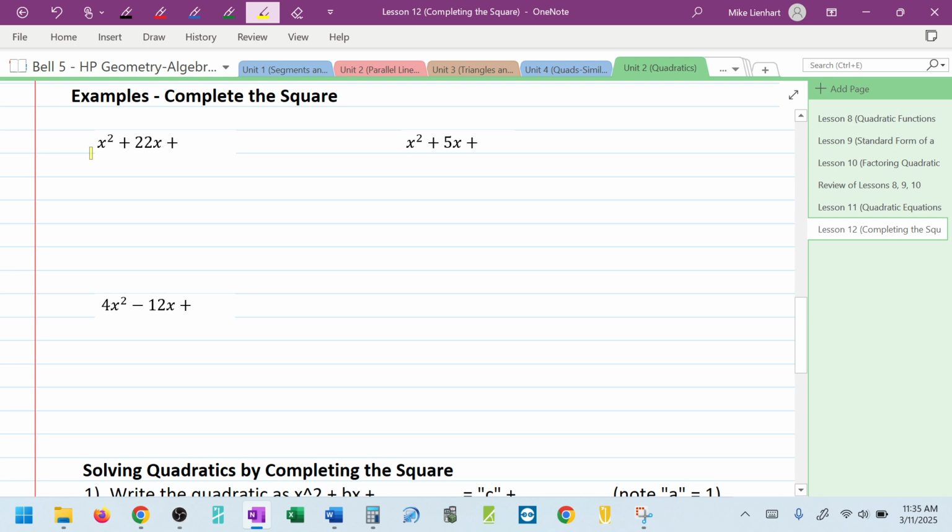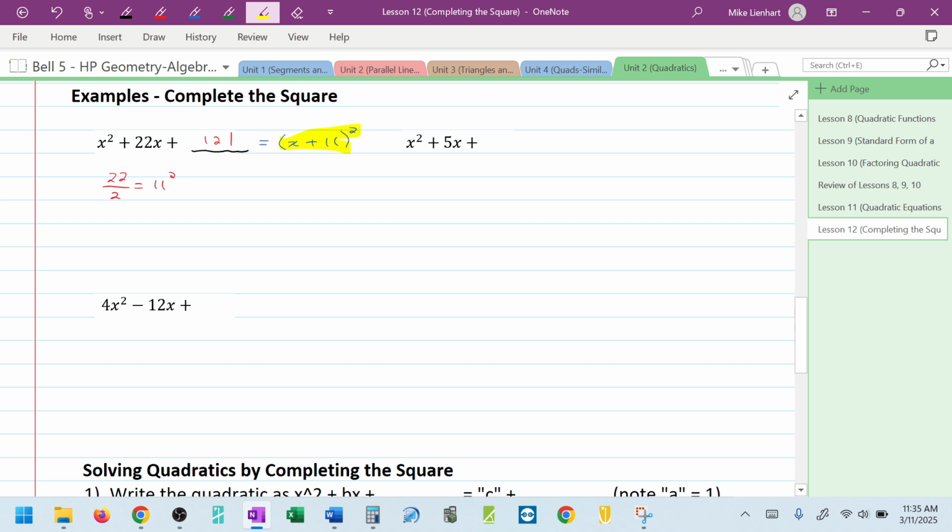I have a 1 for my a, so I'm okay. I need to fill in this blank right here. So what I'm going to do is take b, 22, divided by 2, get 11, and square it. That squared value goes right here. This now completes the square, but we want to take it one step further. I want to take this trinomial and write it as a binomial squared. So this would be x plus 11 squared. This is how I want to finish completing the square.